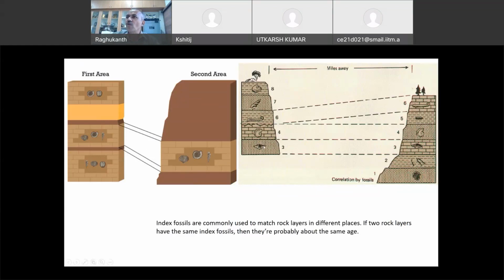Then after that you have four. These two are the same. Then on top of it you have this type of fossil. But in this place this fossil occurs on the top. So these two belong to one group of time, and this may be older than this one. Then you can have 7, then 8, like that.